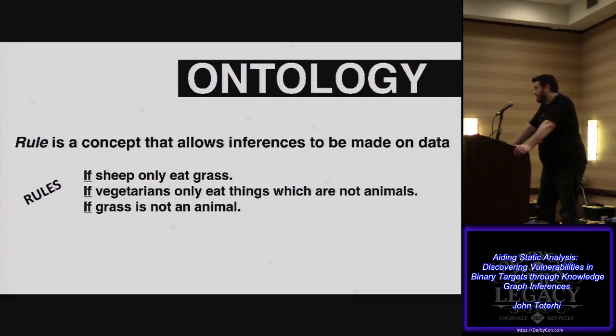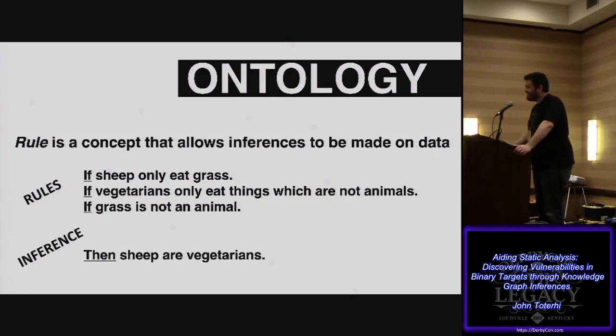If I tell you three rules: one, sheep only eat grass; two, vegetarians only eat things which are not animals; three, grass is not an animal. What can we infer that's not explicitly stated? Yes, sheep are vegetarians. So that's extremely powerful, right?